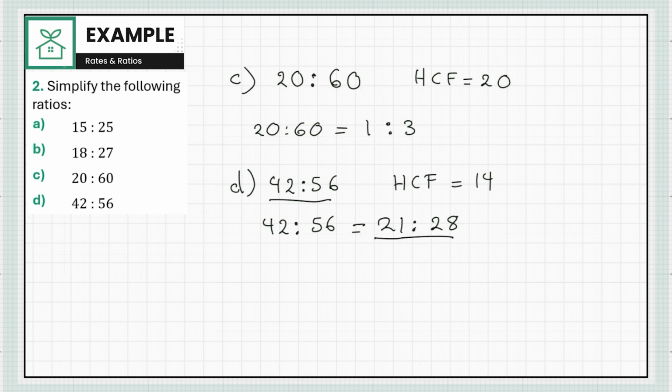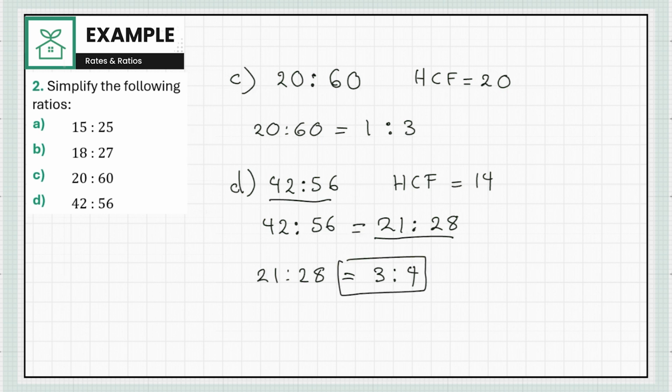We can also look at another factor, and another factor between these two numbers is obviously 7. 3 times 7 is 21, and 4 times 7 is 28. So if I take 21 to 28 and divide it by 7, 21 divided by 7 is going to be 3, and 28 divided by 7 is going to be 4. And we have already got our simplified ratio.